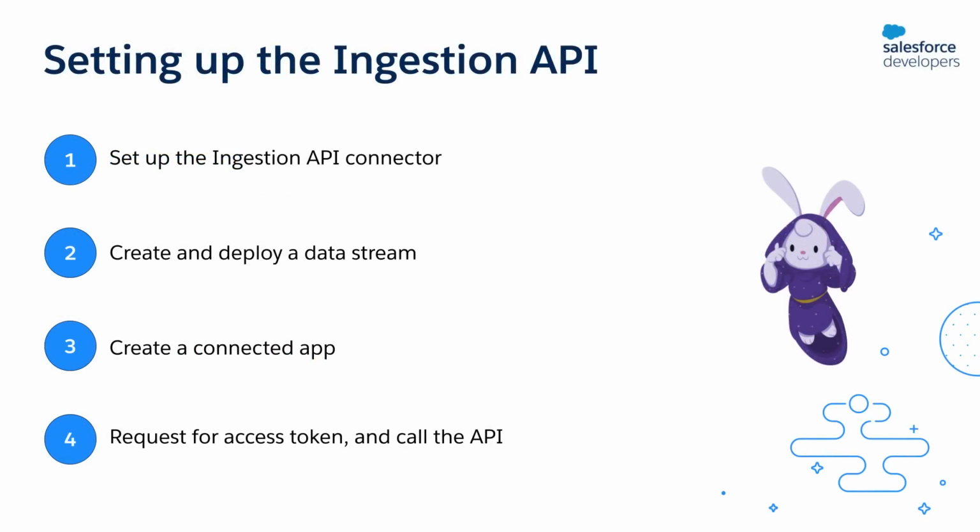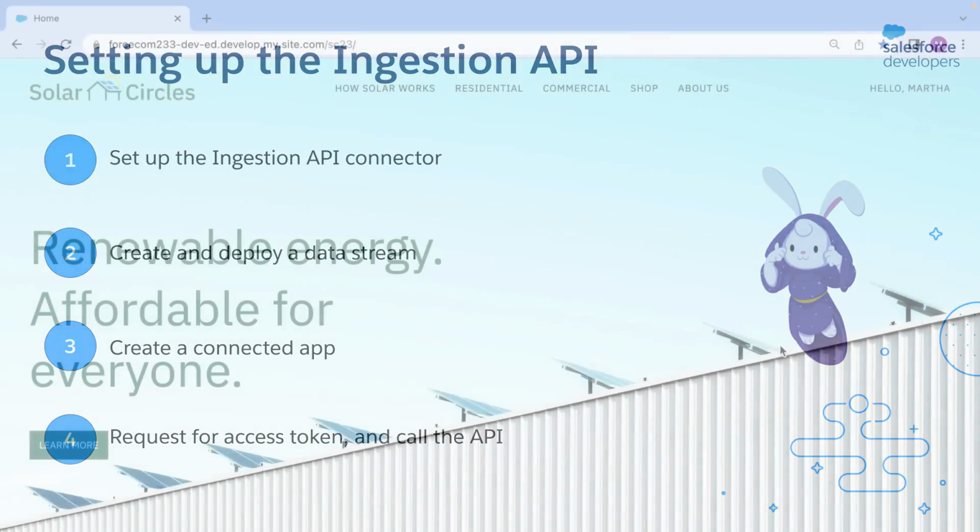Setting up the Ingestion API requires both a developer and an admin. There are 4 steps. First, you must set up the Ingestion API connector from Data Cloud Setup. Then, you must create and deploy a data stream using this connector. Next, from the Salesforce setup, you need to create a connected app so that you can use it to request for an access token using any of the Salesforce supported authorization flows. Finally, with the access token that you have, you can call the Ingestion API. Let's now see it in action.